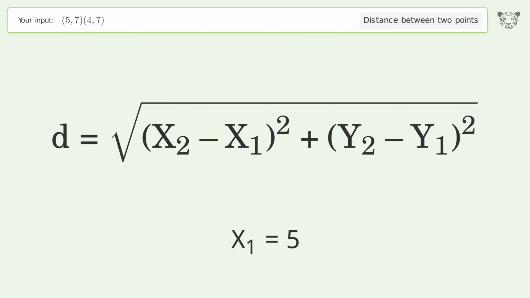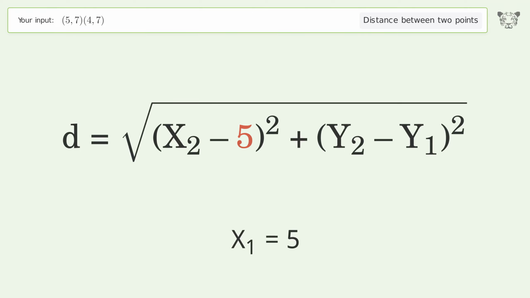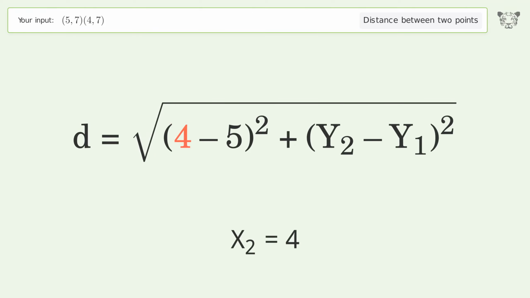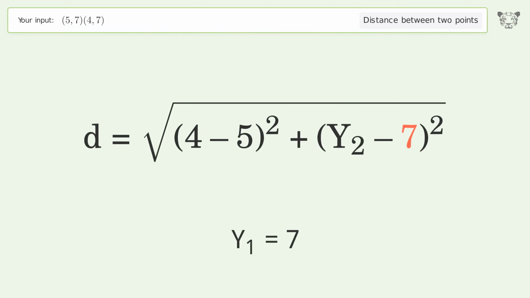x1 equals 5. x2 equals 4. y1 equals 7. y2 equals 7.